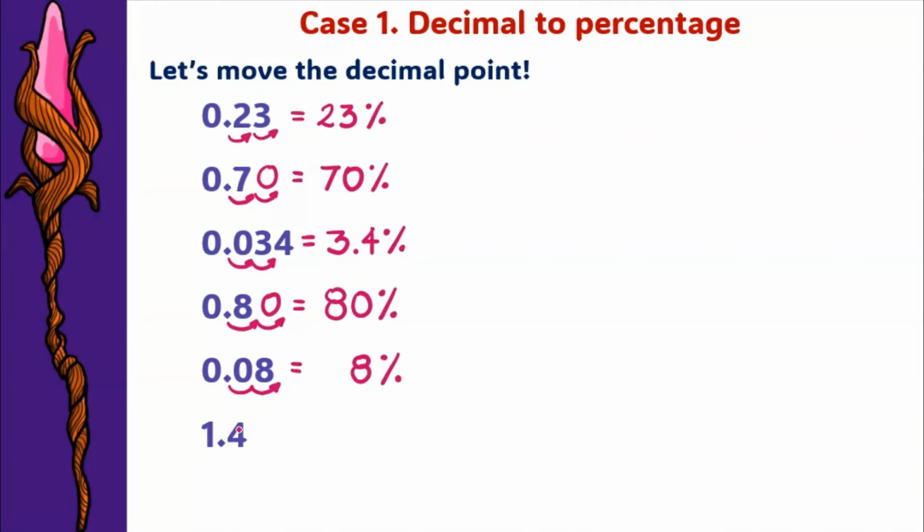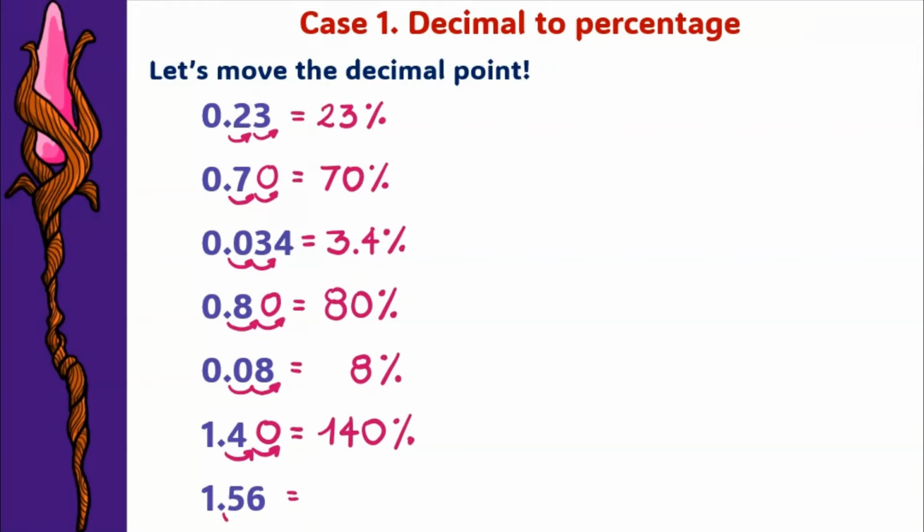Let's see what happens when we don't have 0 point something, but we actually have a 1. We still move the decimal point two places, so we need a 0 to fill the space. So it's going to be 140%. And that makes sense because it's 1.4, so it has to be more than a whole. And the whole is 100%. So then the percentage should be bigger than 100%. That is 140%.